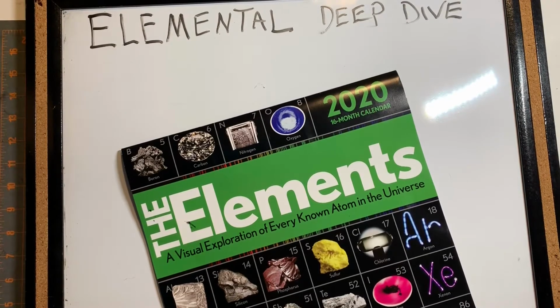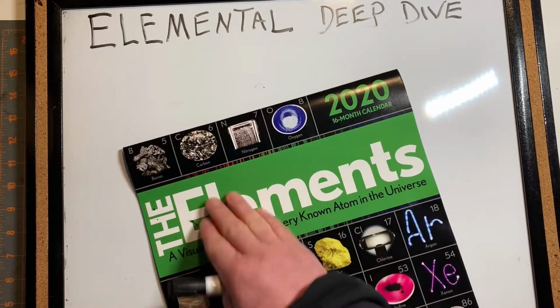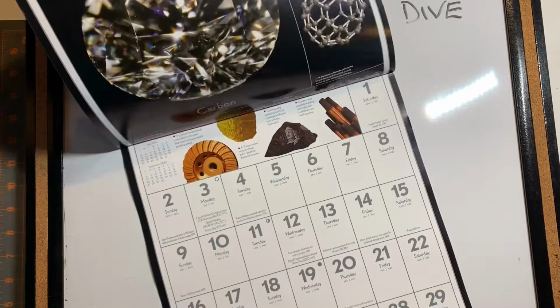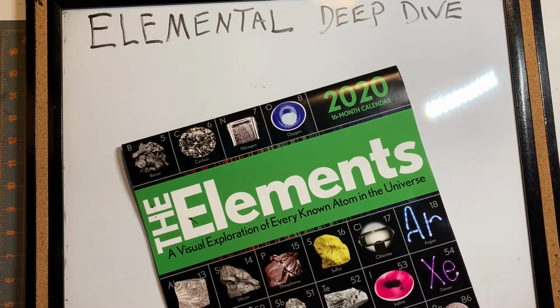So I got this calendar for Christmas, or New Year's, I guess, and it's a beautiful calendar. And I thought, well, this is kind of like a word of the day kind of thing, right? Maybe I'll learn about these elements. I've forgotten all about them, right?